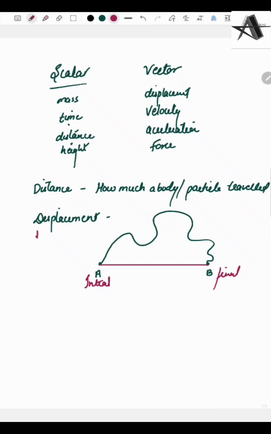So displacement is the distance between initial and final position. This is the shortest distance between the 2 points.